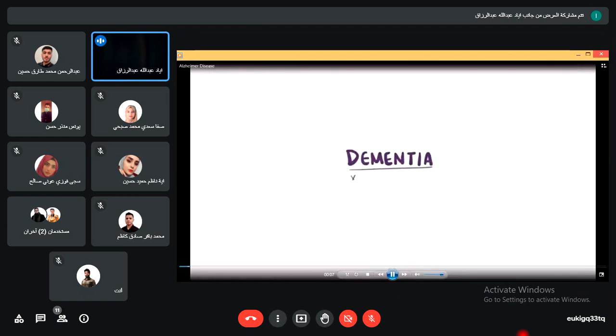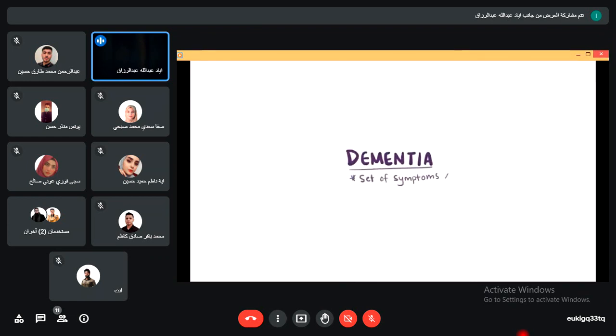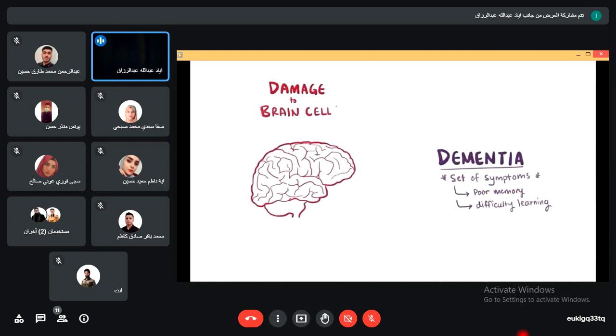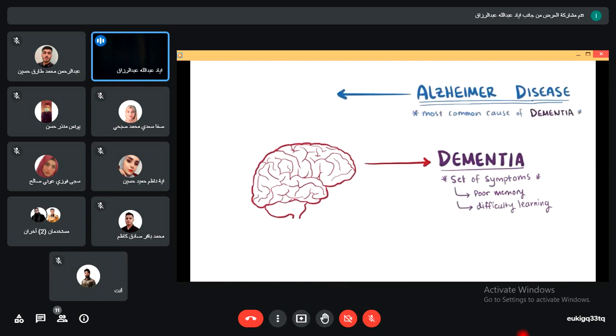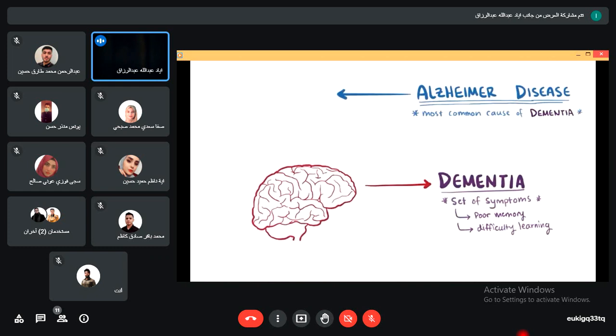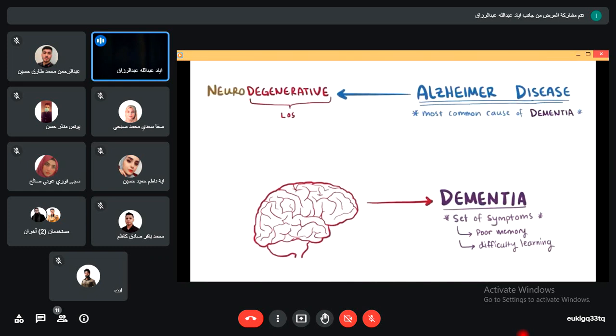Dementia isn't technically a disease, but more of a way to describe a set of symptoms like poor memory and difficulty learning new information, which can make it really hard to function independently. Usually, dementia is caused by some sort of damage to the cells in the brain, which can be caused by a variety of diseases. Alzheimer's disease is the most common cause of dementia. Alzheimer's disease is considered a neurodegenerative disease, meaning it causes the degeneration or loss of neurons in the brain, particularly in the cortex. This, as you might expect, leads to the symptoms characteristic of dementia.